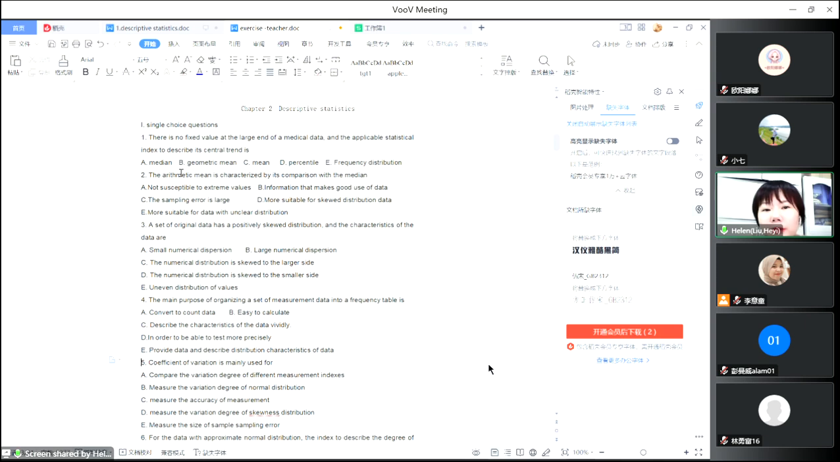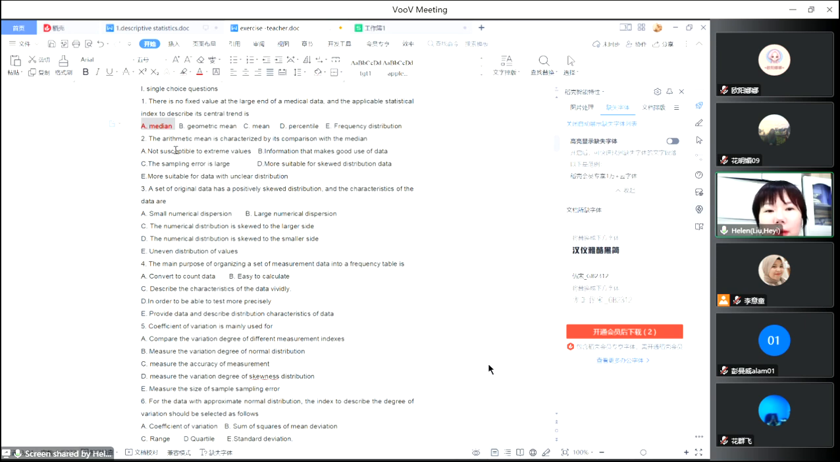Okay, for question one, what's your answer? If there is no fixed value at the large end of medical data, which one is more suitable to describe the central tendency? We have to choose A, median. Median is suitable for data with no fixed value.